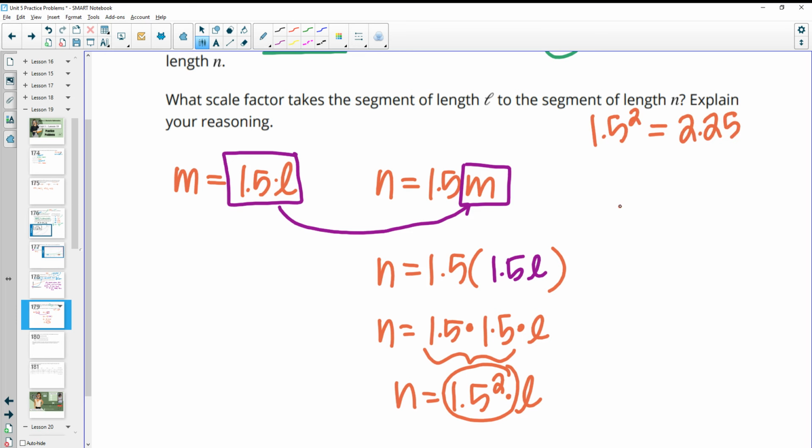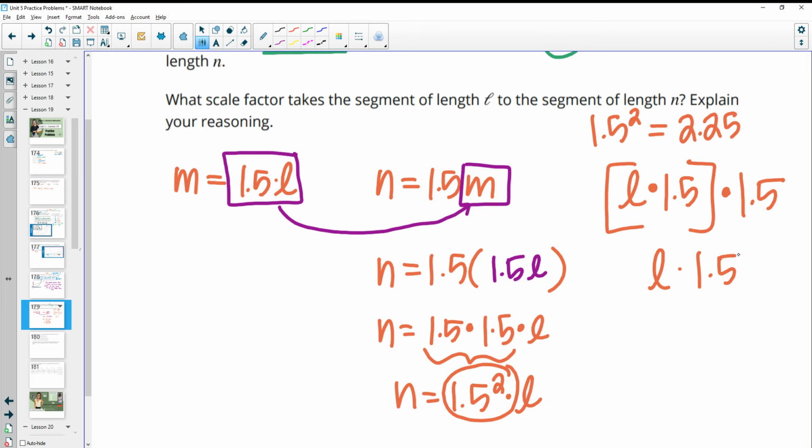So we took L, we multiplied it by 1.5 to get our new segment. Then we multiplied that new segment by 1.5 again. So we really, again, got L times 1.5 squared, or you could multiply that out and put it as 2.25 for your scale factor.